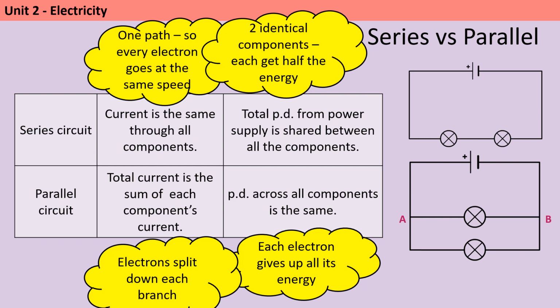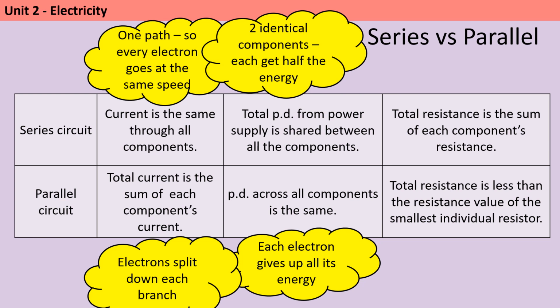So whereas for current, we had it was the same everywhere in the series circuit and it's split in the parallel circuit, for potential difference, it's going to be the other way around. In the series circuit, the potential difference is going to be split between the two components, whereas in the parallel circuit, each component is going to get the full potential difference. And that's why the light bulbs in a parallel circuit are going to be much brighter.